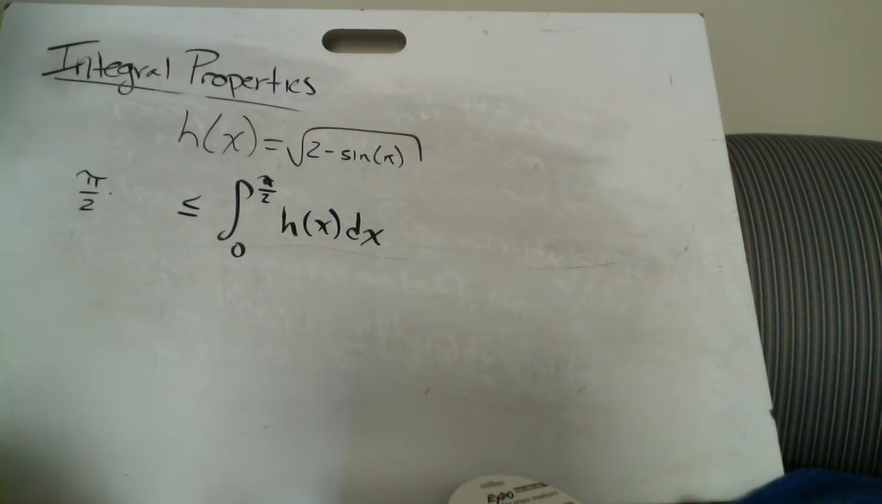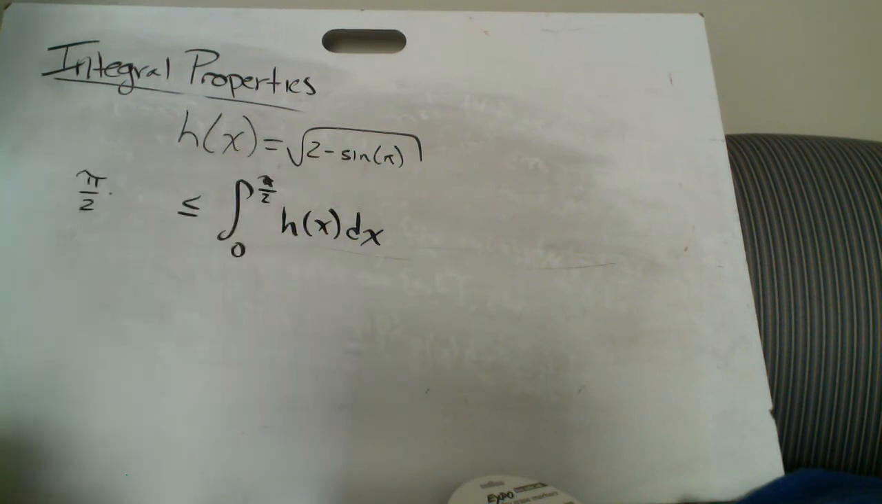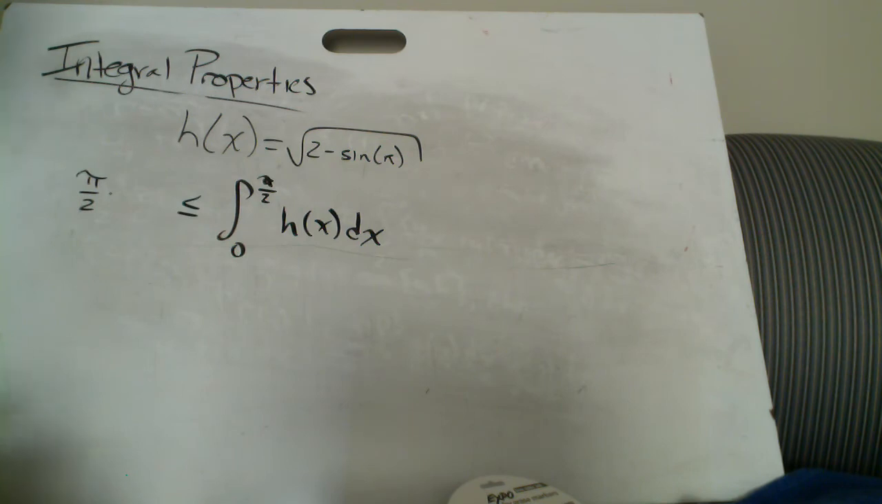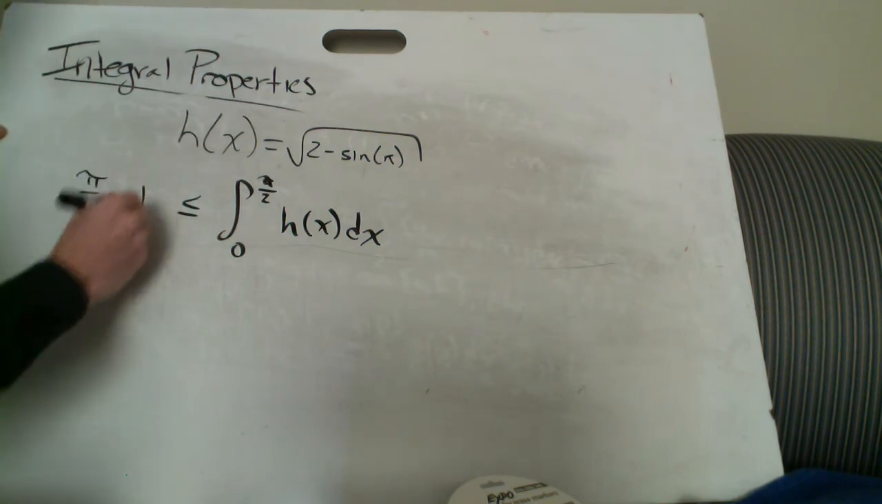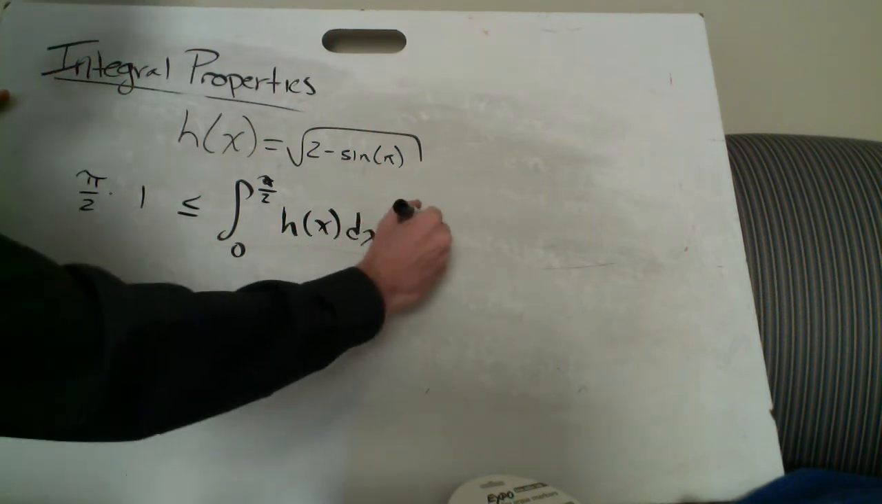What's the minimum value of h? Well, the minimum value of h happens when this particular expression, 2 minus sine x, is as small as possible. That happens when sine is as large as possible, which happens at pi over 2 when sine is 1. So that's just the square root of 2 minus 1, which is the square root of 1, which is 1. So the lower bound is pi over 2 times 1, which is like 1.5, 1.6. And that's fine.